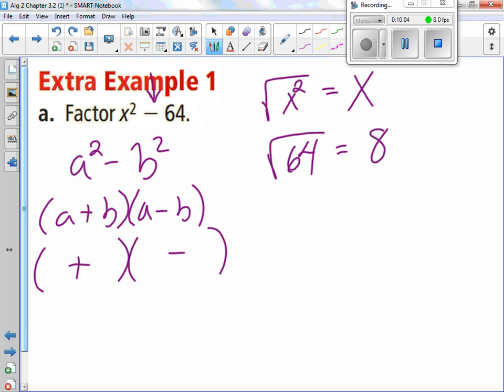So looking at this here, what's the value of a? The value of a would be what? X. So in both spots where there's an a, we would put x and x. How about b? We'd have 8 and 8. And that's it. That's all we have to do for this here. Questions on these here? We good with this here so far?